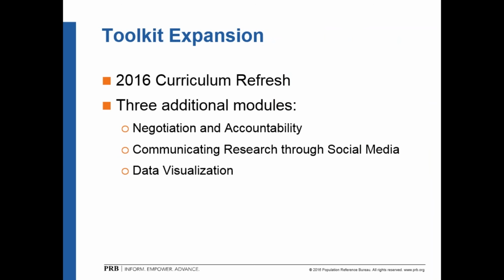So just to let you know about how the toolkit came about, the current toolkit reflects a lot of work that was done in 2016 by PRB experts. First, they updated and revised our curriculum to reflect the latest literature and best practices in evidence-based policymaking. And second, they expanded the curriculum to address skills that are increasingly crucial for modern advocates, including modules on negotiation and accountability, communicating research through social media, and finally data visualization.